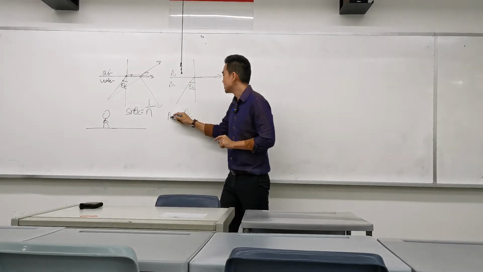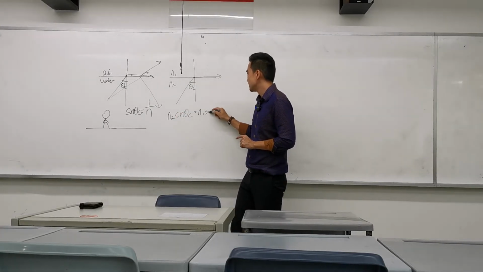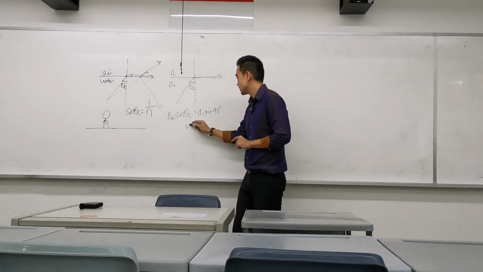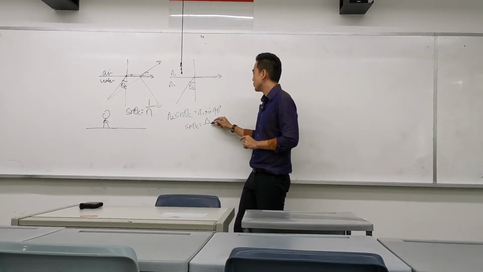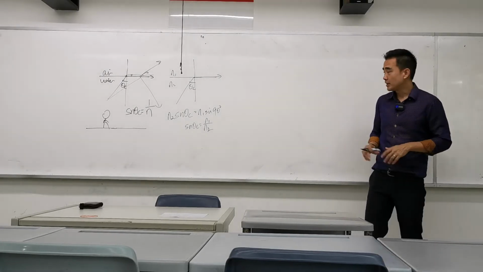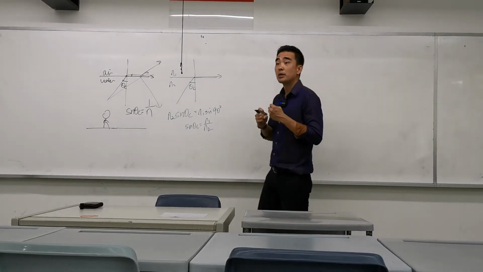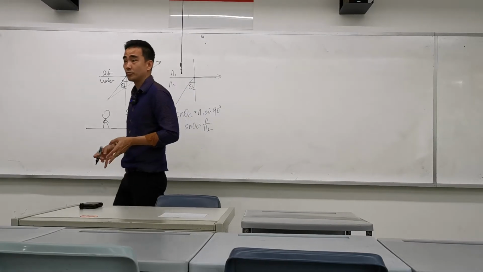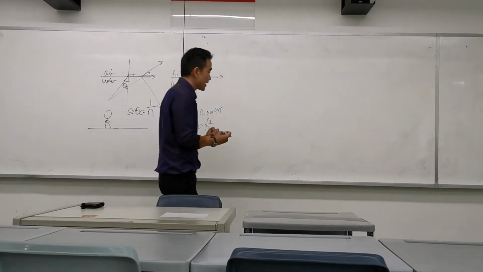The way to go about this is n2 equals n1 sine 90 degrees. Then you'll find that sine theta C equals n1 over n2. Cool? I will not explain too much about this. Let's apply this. You need to apply it to see whether you can internalize this.